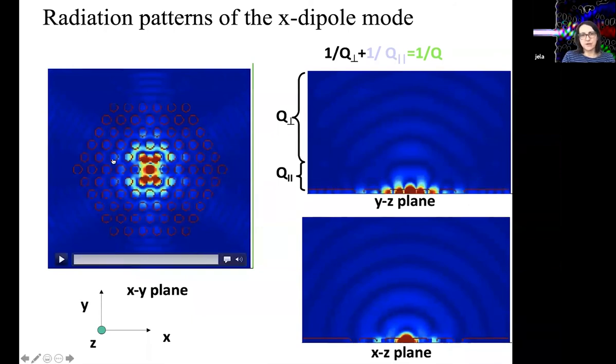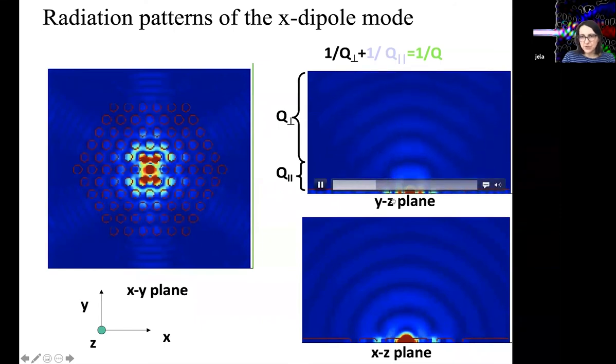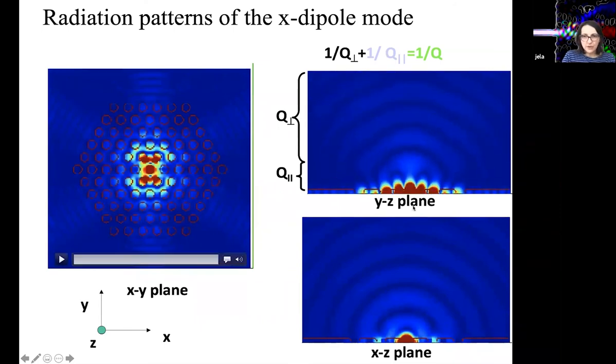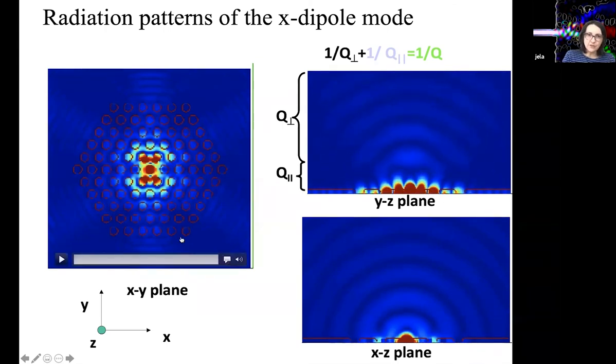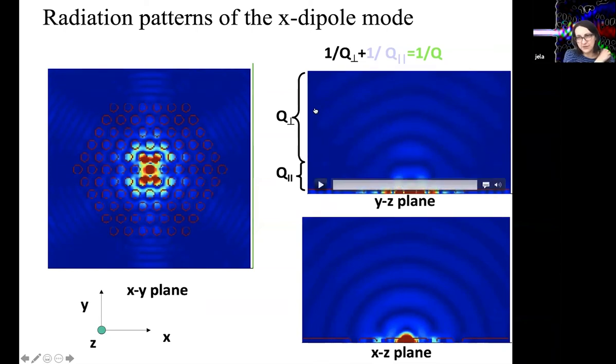Can I fix this by adding more mirrors laterally, by etching more holes? What do you think? It wouldn't actually get fixed by etching more holes. And you can actually see that from this movie. You see the holes in this cross section, and you see that this originates from the center region. So etching more holes around is not going to help with that. It would just help suppress this lateral radiation loss, but not this vertical loss.